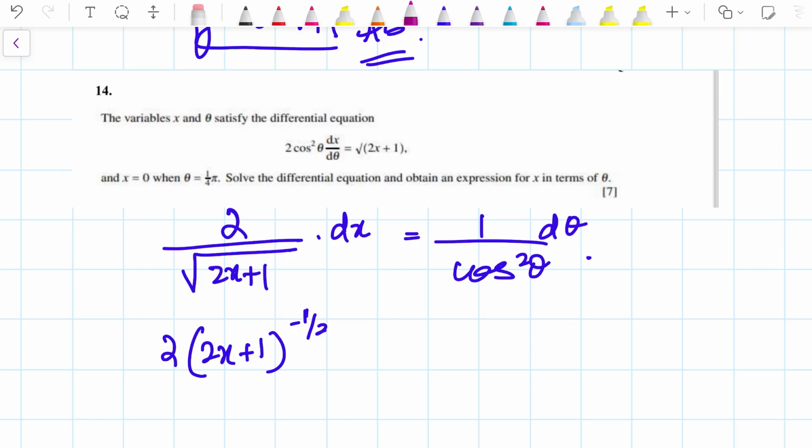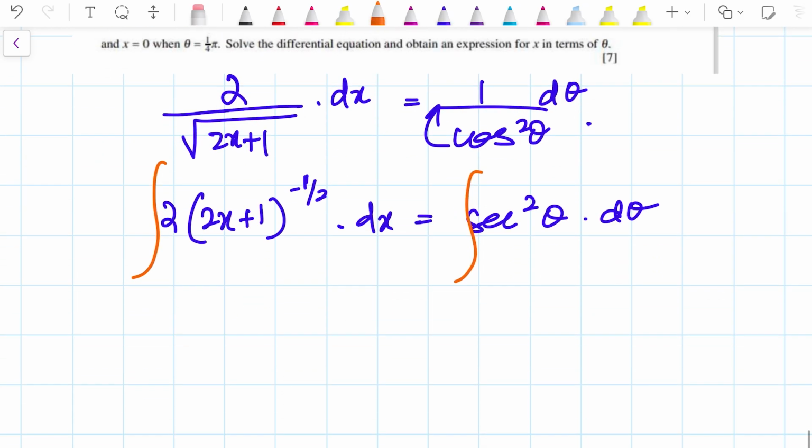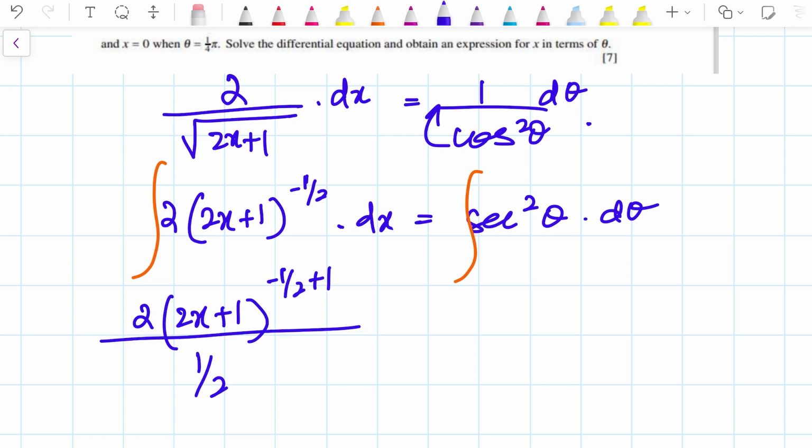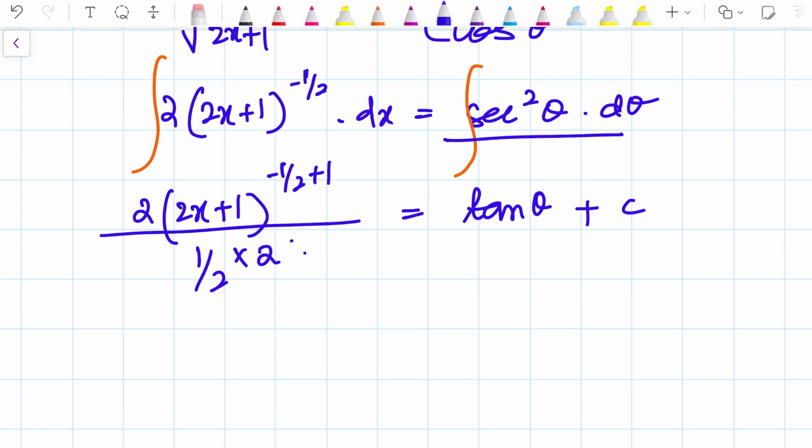Introducing integration sign and dot dx equals to cos square goes up to become a sec square theta dot d theta. Introducing integration sign on both the sides, what does it become? Minus half plus 1 divided by half into the power 2. The integral of sec square x becomes tan theta. And if you have any problems with basic differentiation or integration, please go back to my videos on YouTube channel and have a look at them. I've explained all concepts and details.